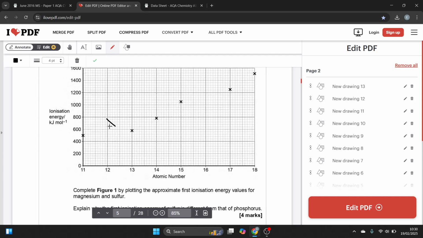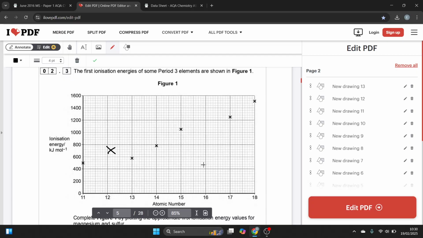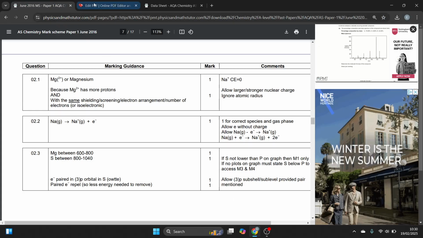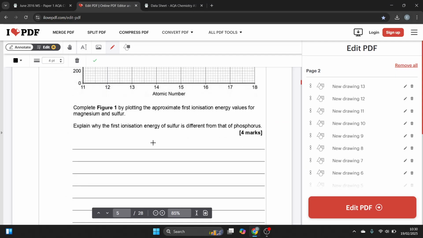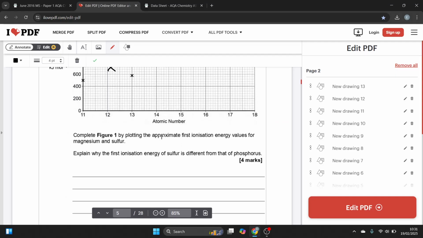Not 800 to 1000, or I was thinking somewhere around about here, because then it goes here, then down and there, and then sulfur, the 16 electrons, that would be 1000 to 2000, so that could be, I don't know, here, then slightly down there. Yeah, 800 to 1000. Explain why the first ionization energy of sulfur is different from that of phosphorus.